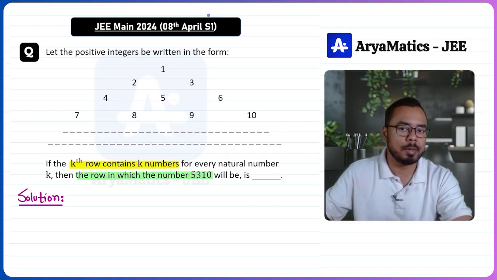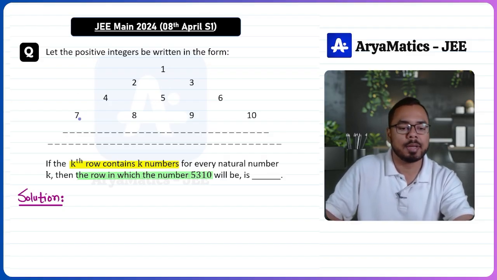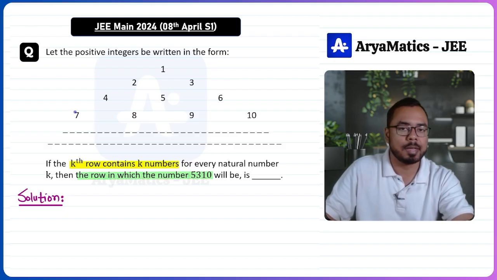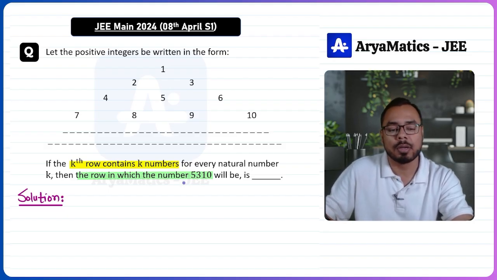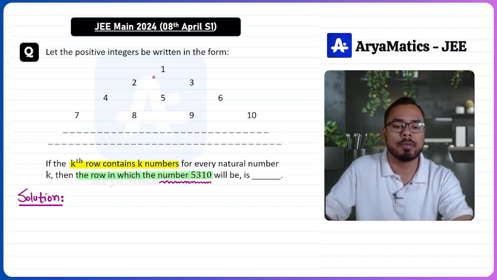Now, this is a very interesting problem from sequence and series. And here basically we have to find the expression for first element of nth row. Once we get the first element of nth row, then from there we can figure out in which row we'll have this number 5310, right? So basically we need the formula for the first element of nth row.